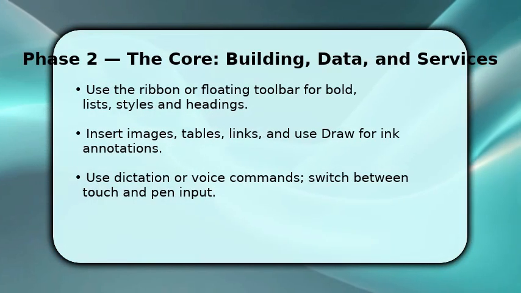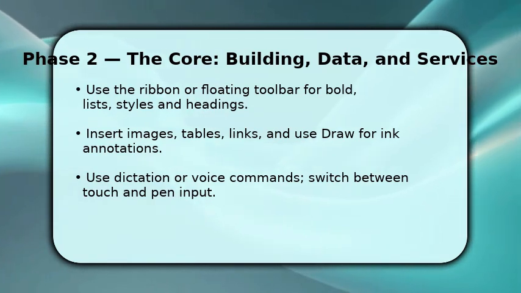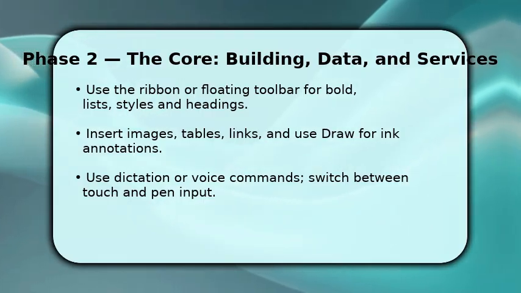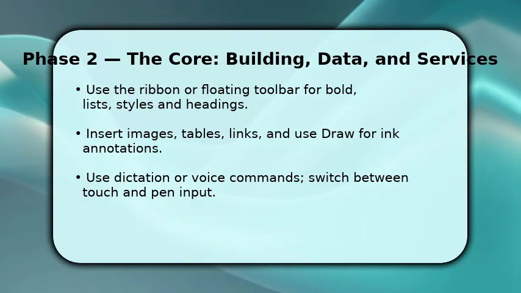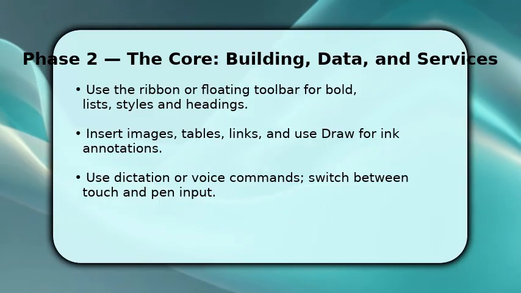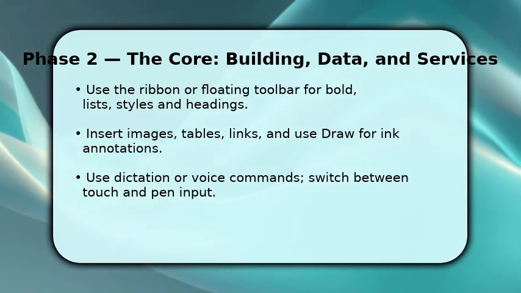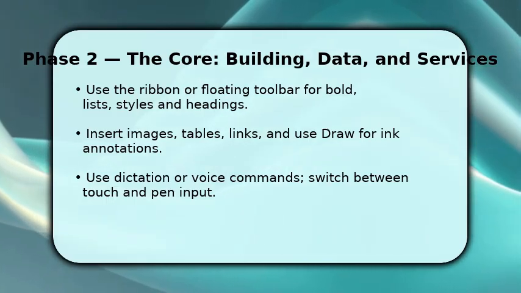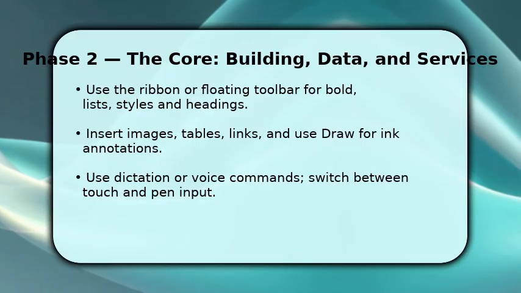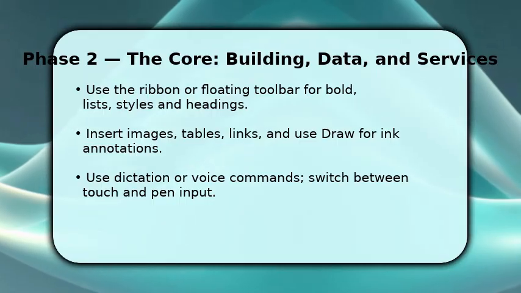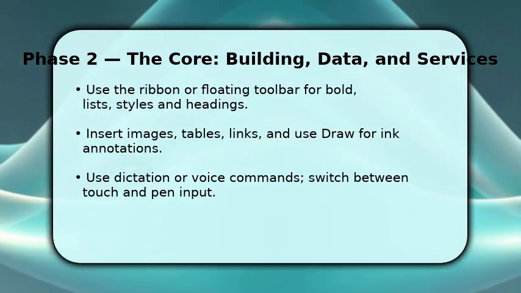You'll edit using touch or pen, tap text to place the cursor, drag to select, then use the ribbon for styles and lists. Once done selecting, apply heading levels so navigation works with the document outline. Insert images and tables from the Insert menu, resize with corner handles. Use Draw to annotate with a stylus, and try dictation for long passages. Speak punctuation out loud. Make sure to switch input modes when needed so formatting remains consistent.